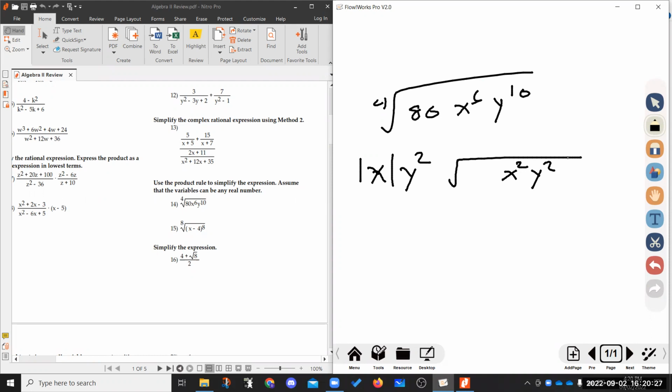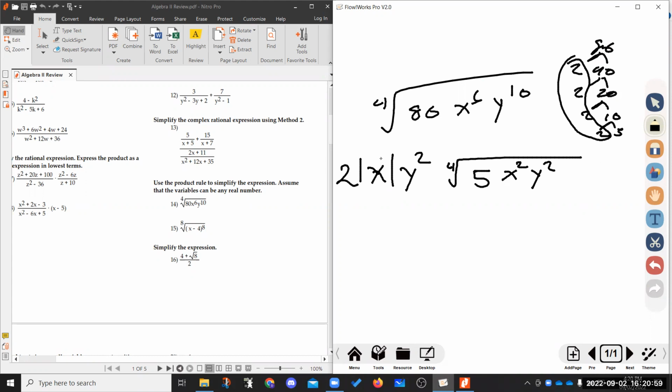Now, 80 is 2 times 40, which is 2 times 20, which is 2 times 10, which is 2 times 5. There's 4 2's right there, so the 2 comes out, and the 5 is left on the inside. This is 2 times the absolute value of x times y squared times the fourth root of 5 x squared y squared.